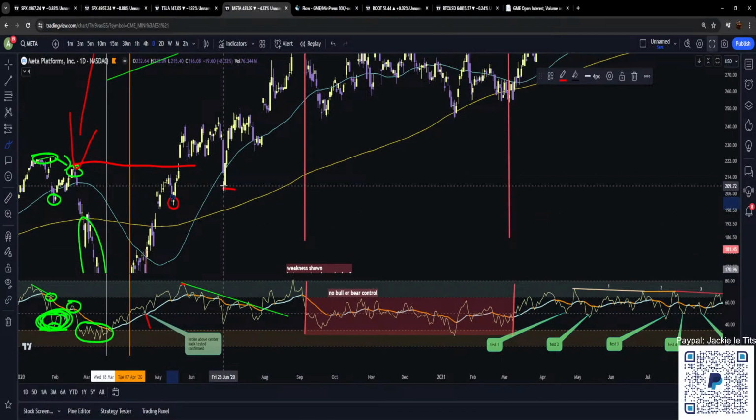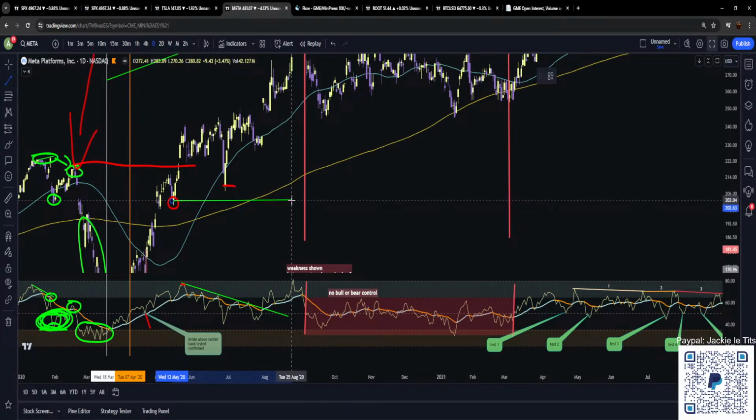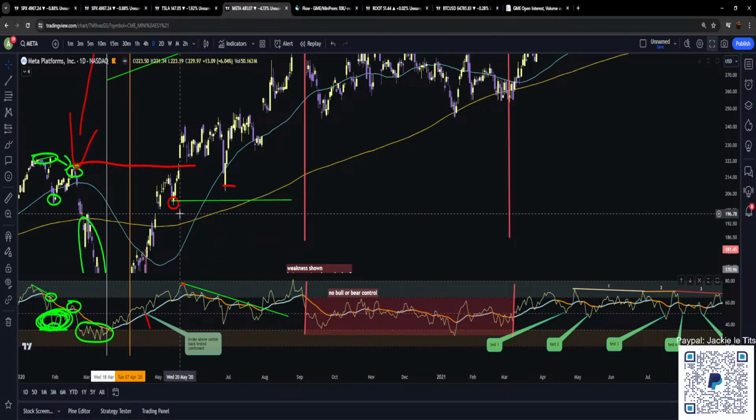And then we saw price gap down right here. It gapped down right on that red line. And so we said to ourselves in this moment, okay, well, this low can't be broken. Because if that low gets broken, the RSI is probably going to enter the bearish control zone. Bears are going to take control. We're going to make a lower low, and then Meta's done.